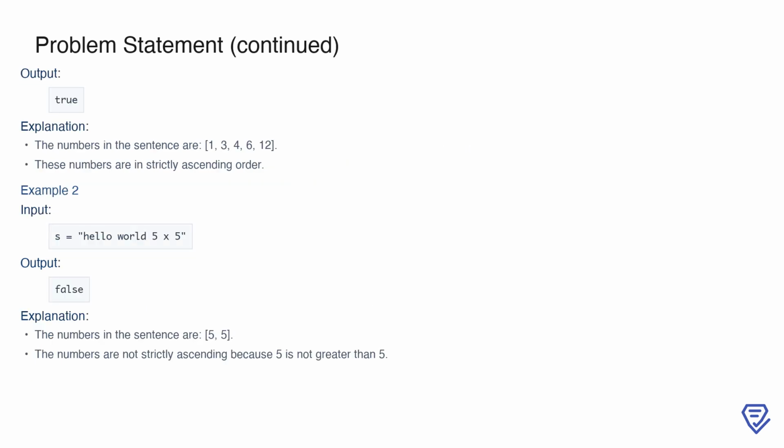Let's look at an example. For the input S equals "1 boxes 3 blue 4 red 6 green and 12 yellow marbles", the output is true. This is because the numbers in the sentence are 1, 3, 4, 6, 12, and they are in strictly ascending order. Now consider another input, S equals "hello world 5x5". In this case, the output is false because the numbers are 5, 5, and since 5 is not greater than 5, the numbers are not strictly ascending.